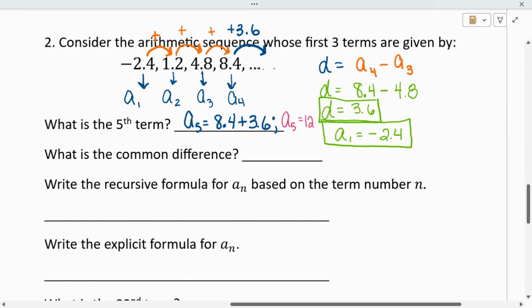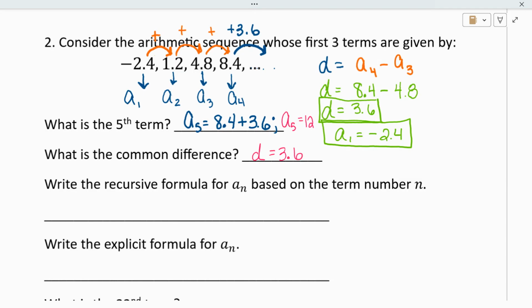What did we say the common difference was? D equals 3.6. So we have to write the recursive formula. We're going to write the recursive formula. So who feels like they can do that?